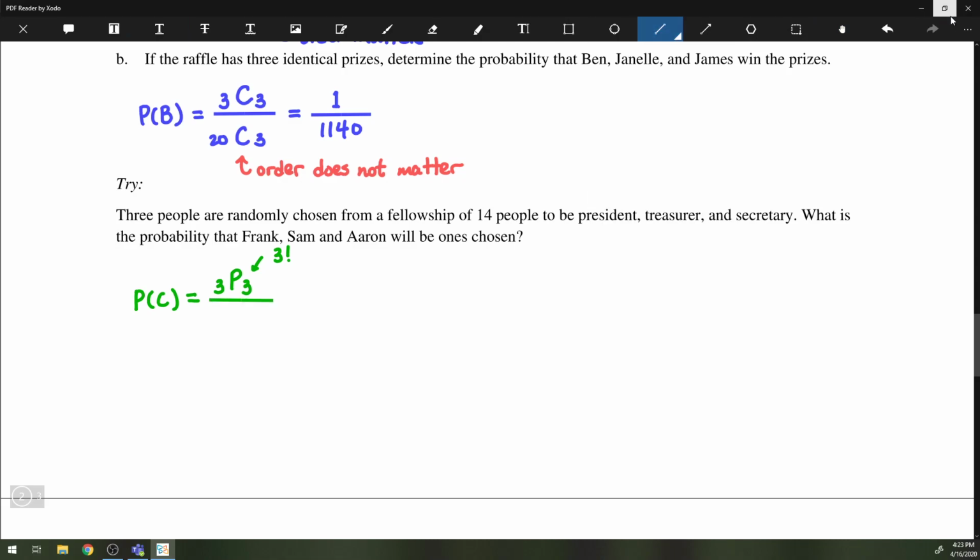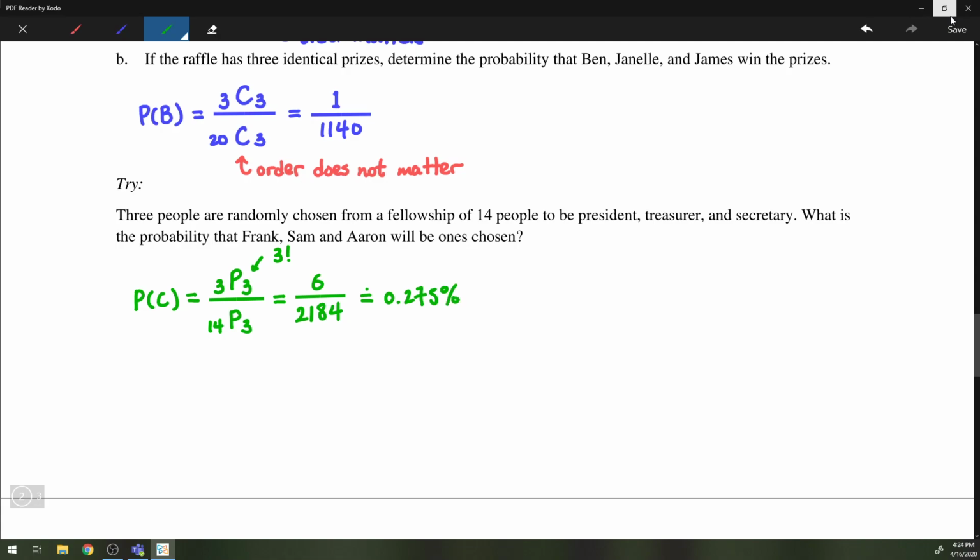And we'll divide by the sample space, and that sample space, of course, is any of the 14 people, and we're going to pick 3 of them to be president, treasurer, secretary. So, of course, the order mattered there as well. So 3p3 is 3 factorial, which is 6. And this will be divided by 14p3, which is 2184, sorry. And of course, you can just use the calculator to figure that out. And this one, we're going to write it as a percent. So it will be just above 1/4% chance of that happening. Not particularly likely.